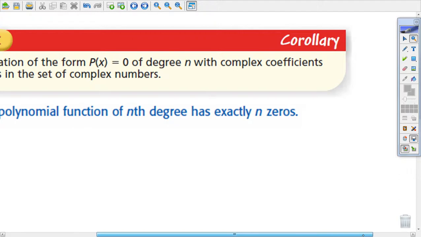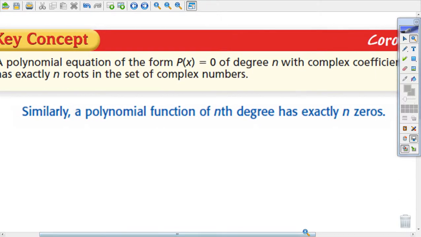So if it's degree 4, how many zeros does it have? 4. If it's degree 12, how many zeros does it have? If it's degree 3, how many zeros does it have? If it's degree 4, how many real zeros does it have? Who knows? It might be 0, it might be 4, it might be 2. What about 1 and 3? Oh, that leads me to the next thing.